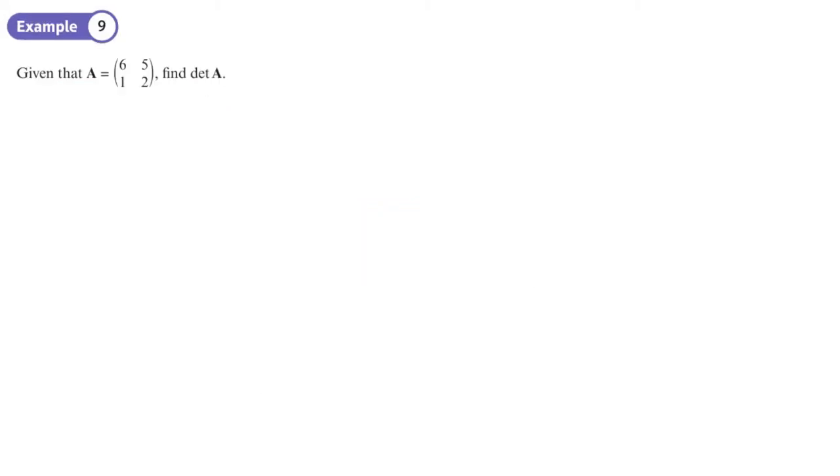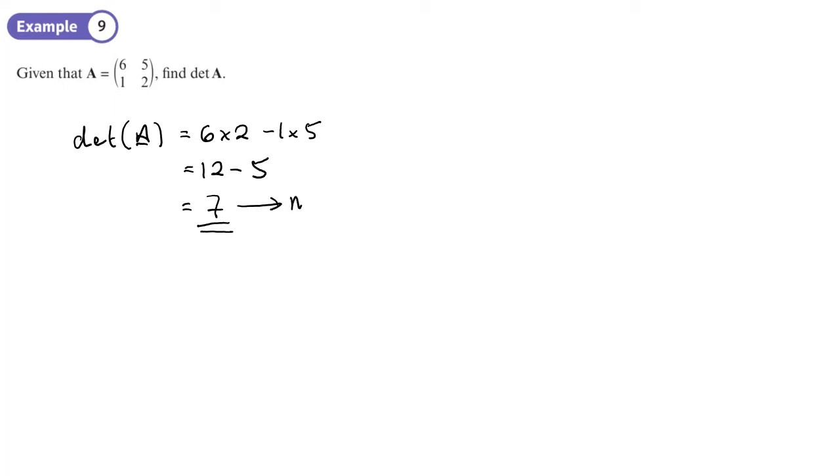Right, given that A is that, find the determinant of A. So det A is going to be 6 times 2 minus 1 times 5. Very easy. That's 12 minus 5, so the determinant of this matrix is 7. If I was asked whether it's singular or non-singular, it's non-singular. So if I needed to find an inverse, it has one.